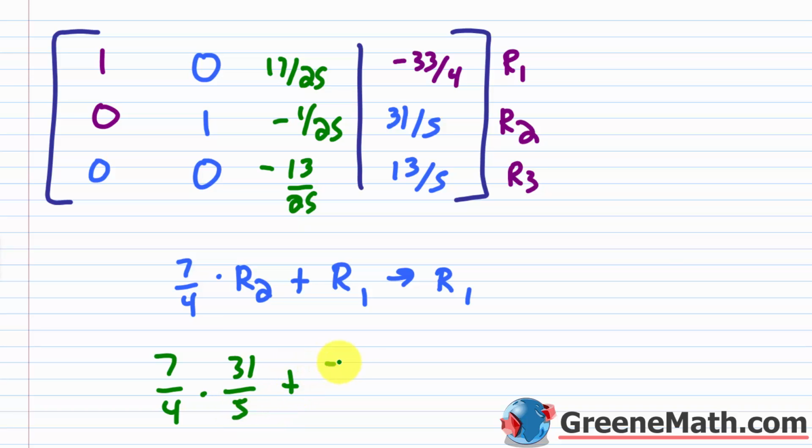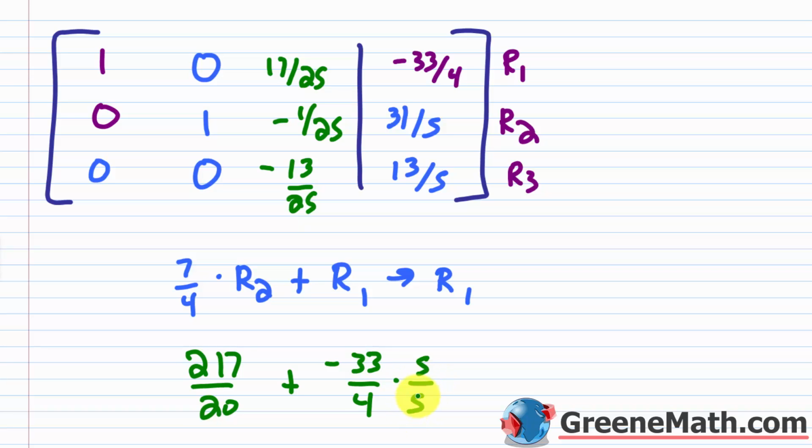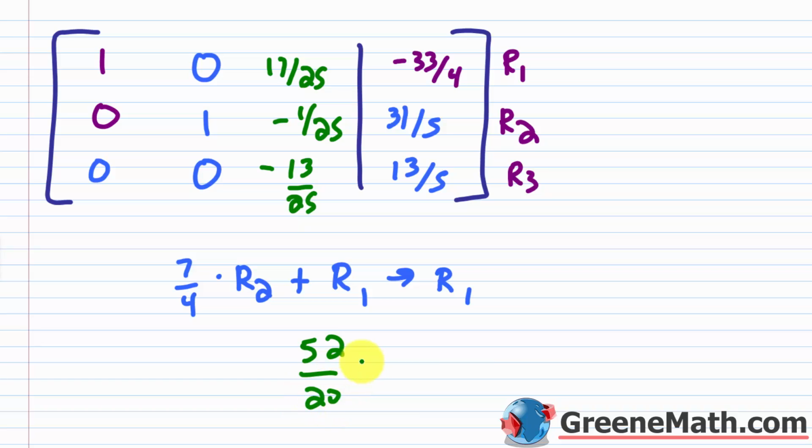fifths, and then plus negative 33 fourths, okay? So 7 times 31 is 217, so you'd have 217 over 20. So 217 over 20, and I'll multiply this by 5 over 5. So this would be negative 165 over 20. So 217 minus 165 is going to give me 52. So I'd end up with 52 over 20. And we already know this is going to simplify to 13 over 5. Right? Because 52 divided by 4 is 13, and 20 divided by 4 is 5. Okay? So I'm going to replace this with 13 fifths.